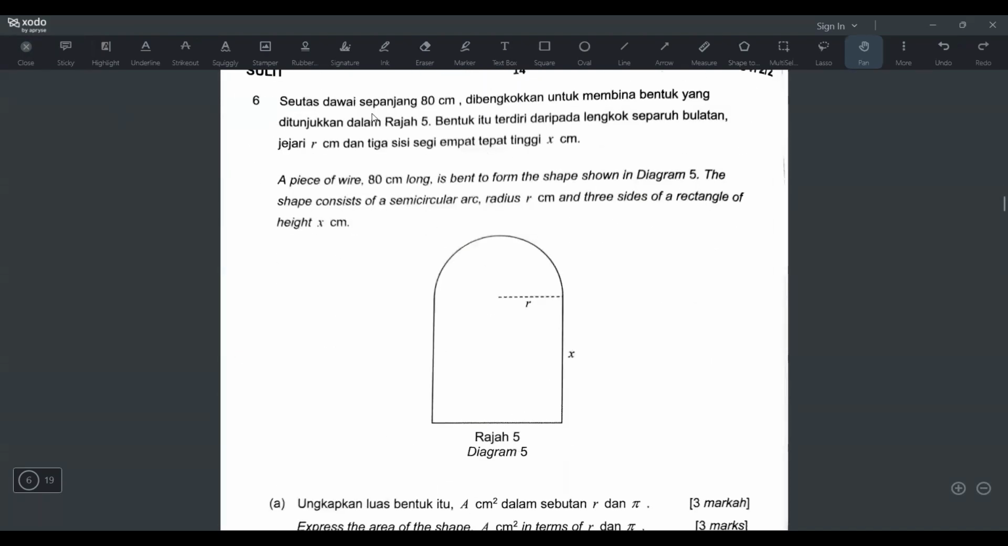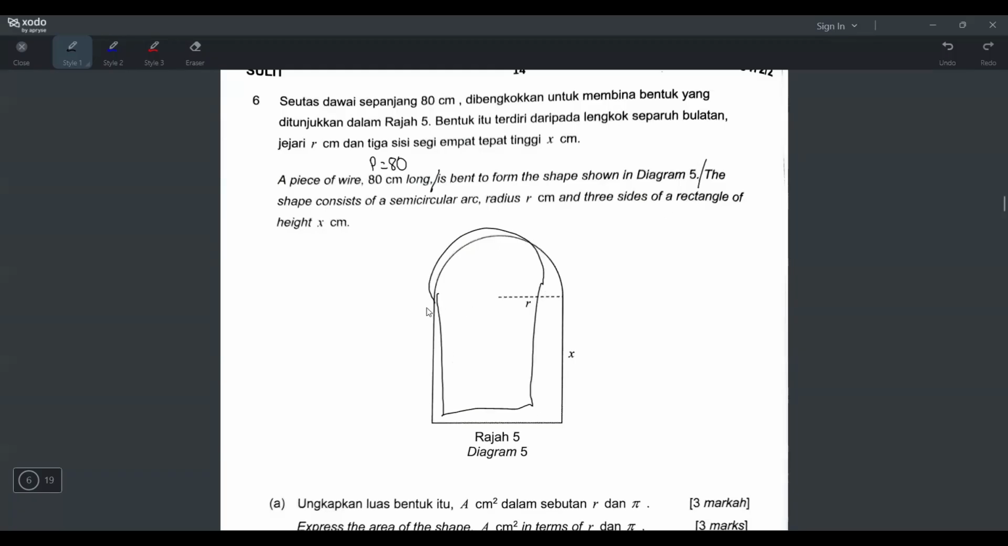Okay, hope you understand. Okay, let's do number 6 now. Let's read. A piece of wire 80 cm long. Okay, when you see this, it means this is perimeter, because the wire length is 80, right? So this is definitely perimeter. It's bent to form the shape as shown in diagram 5. So yeah, the perimeter of this thing is 80 cm.